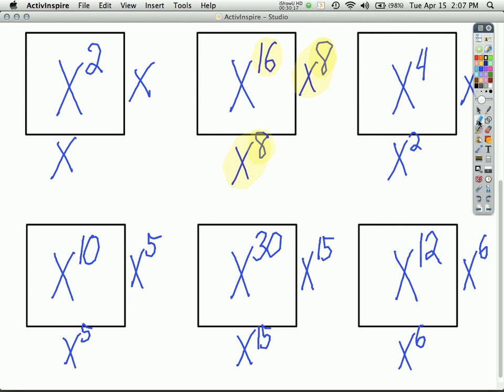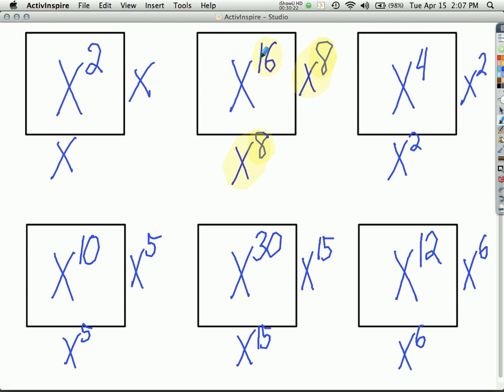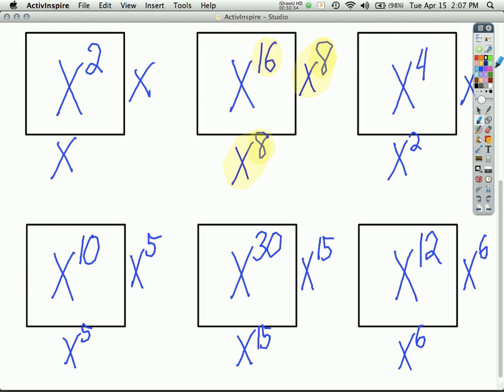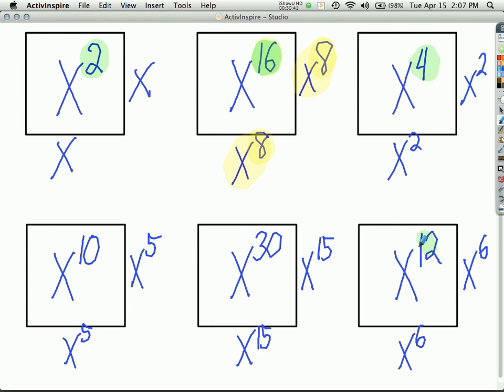Okay. So the exponent on the outside is half of the exponent on the inside. Good. Is that what you were thinking? Okay, what were you thinking? Say it again. What's all even? Yeah, the exponents are all even. That's a 2, that's a 16, that's a 4, that's a 12, that's a 30, that's a 10. For a variable expression with a power to be a perfect square, the power must be an even number.